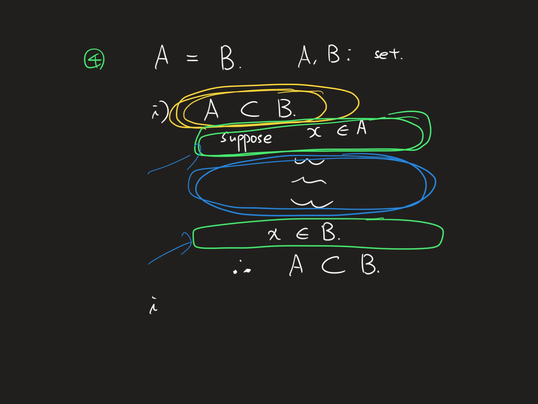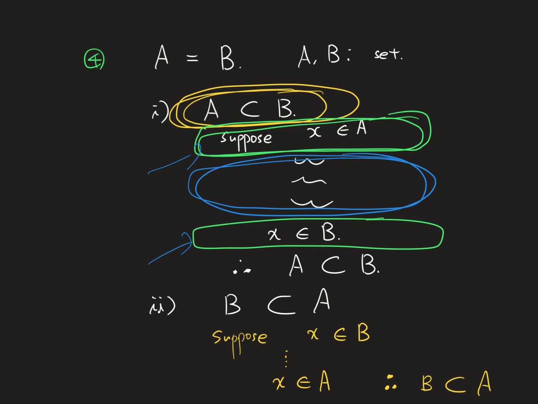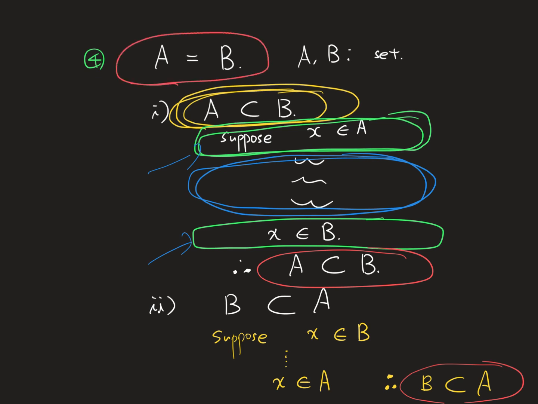So similarly, if you need to prove that B is a subset of A, the first line should be: suppose X is in B. Then blah blah blah, and finally you can write that X is in set A. So therefore, B is a subset of A. Using this fact, A is a subset of B and B is a subset of A, if you prove both facts, then we can say set A is equal to set B. So this is also very important.